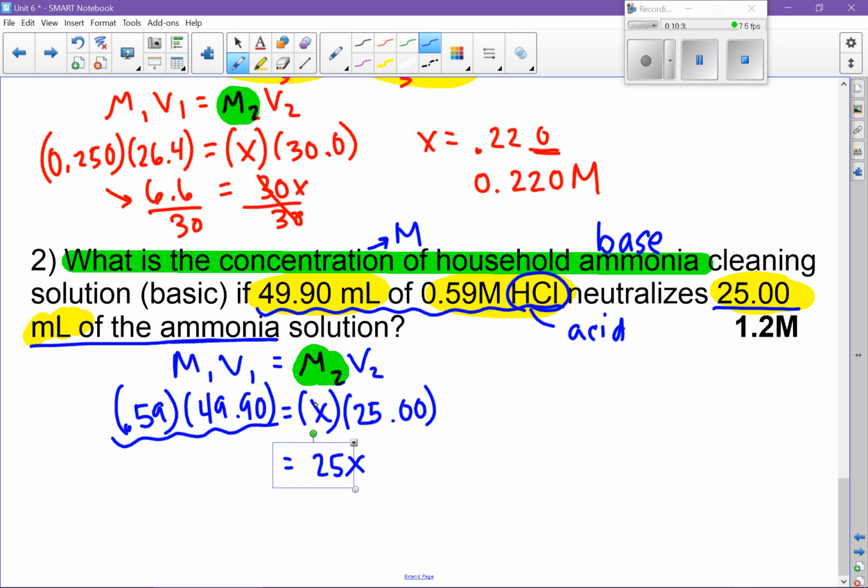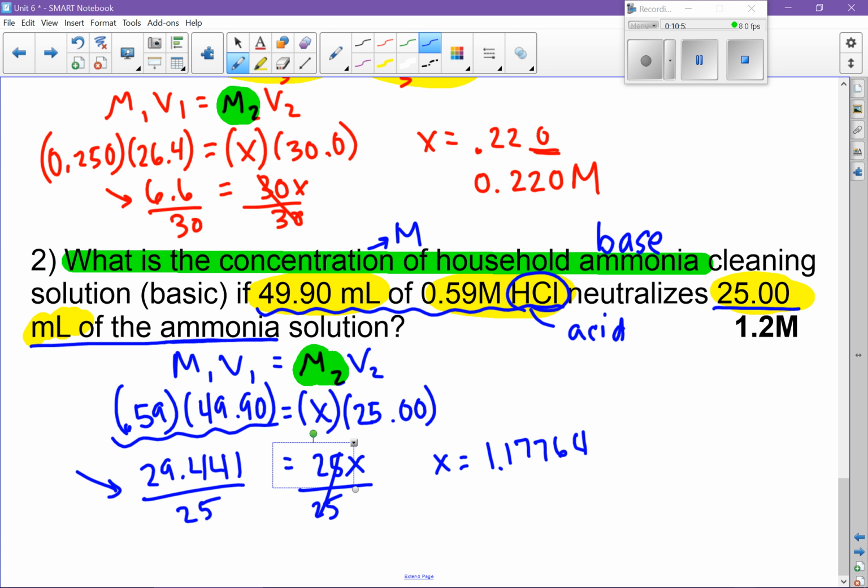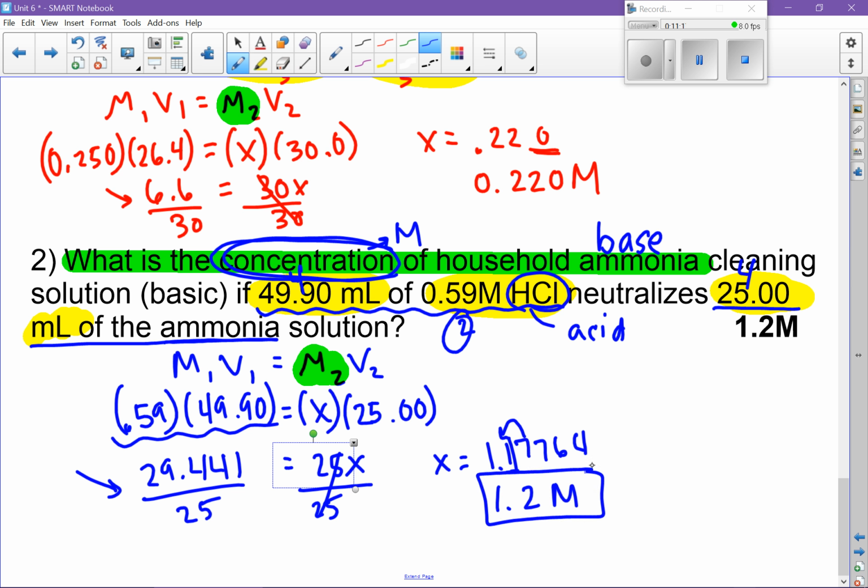This cancels. This goes in your calculator. So X equals 1.17764. And just check out your sig figs. So I see 4 here, 2 here, 4 here. When you have the choice, go low. So I want to have 2 sig figs. The second sig fig is right here at this 1, but the 7 is going to bump it up. So my answer becomes 1.2. I was solving for concentration, and concentration, the unit is M for molarity. Alright, that's it. Let me know if you have any questions.